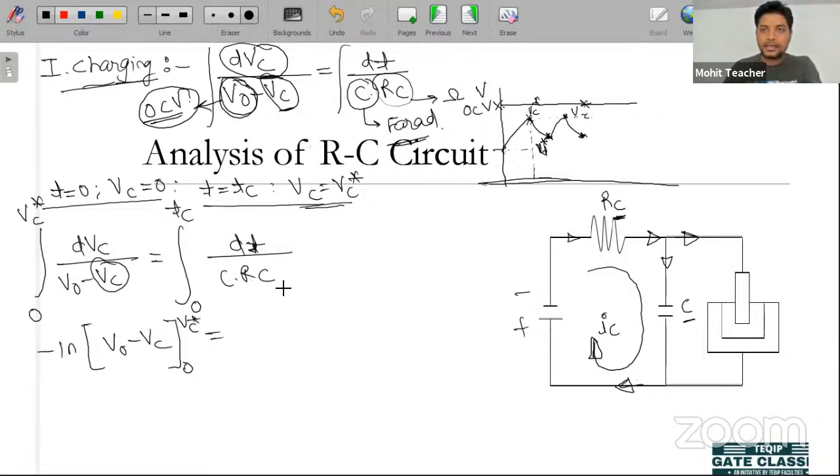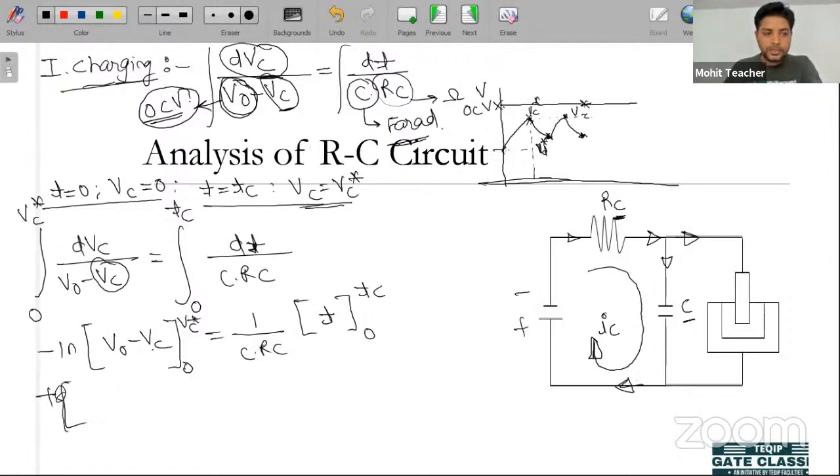Okay, now C and RC both are fixed values, meaning constant. So we can take them out. So this will be 1 upon C into RC, and this will be dt. So this is T. So this is varying from 0 to TC. Fine. Now just put the value of VC over here. There are two values. First is VC star, and then we will put the 0. So this is minus. Just keep it outside and take this minus over this side.